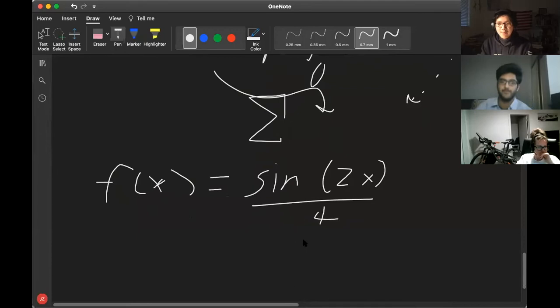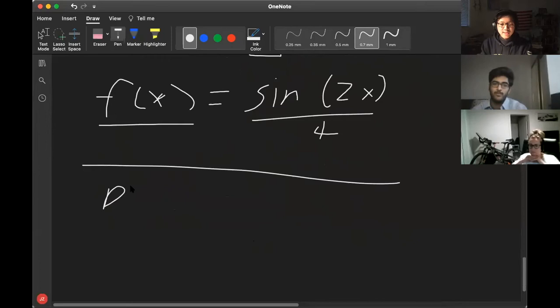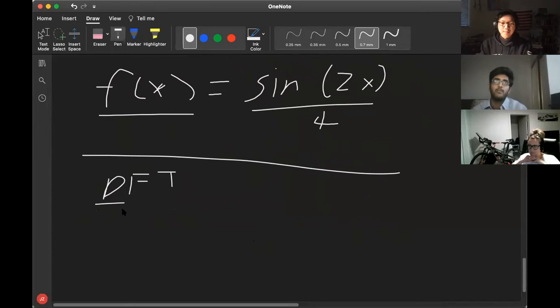But in reality, you will not find f of x in nature. No one's just going to tell you that, oh, John's voice follows a function of, I don't know, the hyperbola of some other function. You will not get that function arbitrarily. But what you do have is something called sampling. So this is where we get to the discrete Fourier transform. And the hint here is the word discrete just means it's non-continuous.